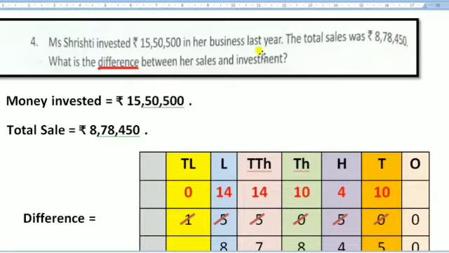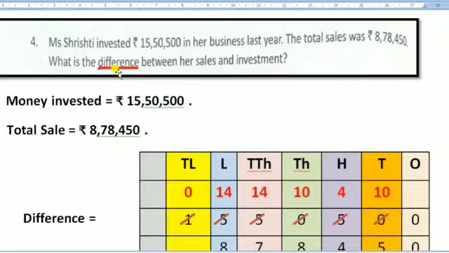78,450. So our question is, what is the difference between her sales and investment? Means whatever the selling and the investment value is there, we have to find the difference. So here our main word is difference. Our hint word is difference. By difference, we will get the concept that we are able to get the final answer by subtracting. Difference means the subtraction process will be followed to get the conclusion.